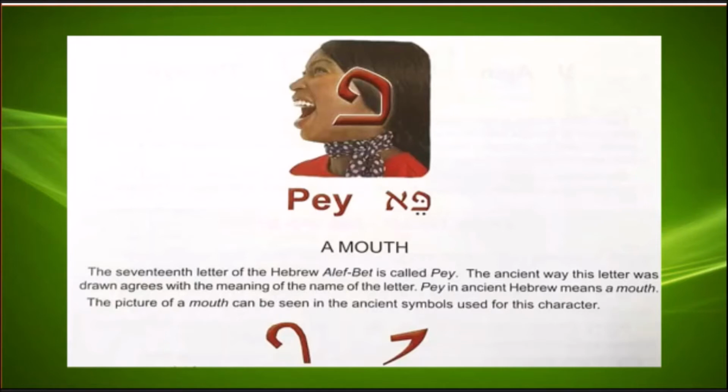Now you see why, if you just read that right there, I combined these two letters. We had the eyes and we had the mouth, two of the three gateways to our heart. I'm sorry, not the ears. The eyes and the mouth, the two gateways to our heart, 2 out of the 3. And the third one would be our ears, but we're not getting into that. But the second one is pay, a mouth.